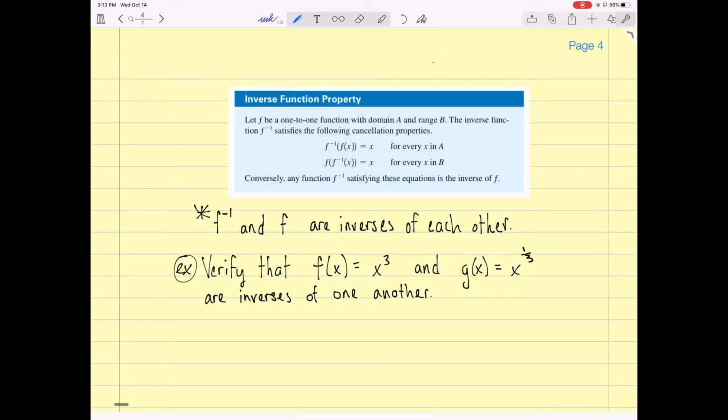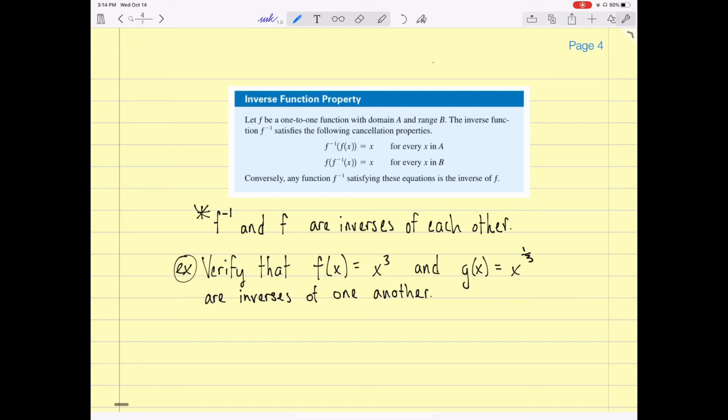So the inverse function property is a cancellation property. If you plug a function into the inverse function, you'll get an x out. And if you plug an inverse into a function, you're going to get an x out. So if you have two functions and you plug one into the other and the other into the one, and they give you an x, then they are inverses.